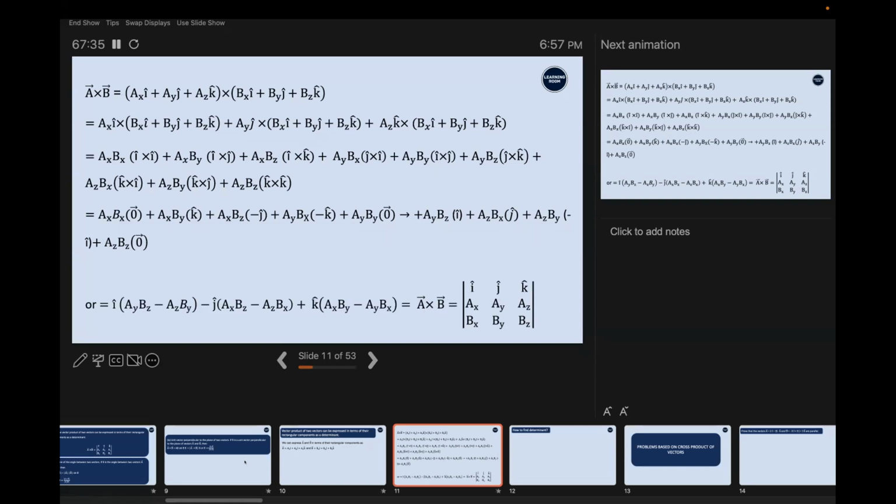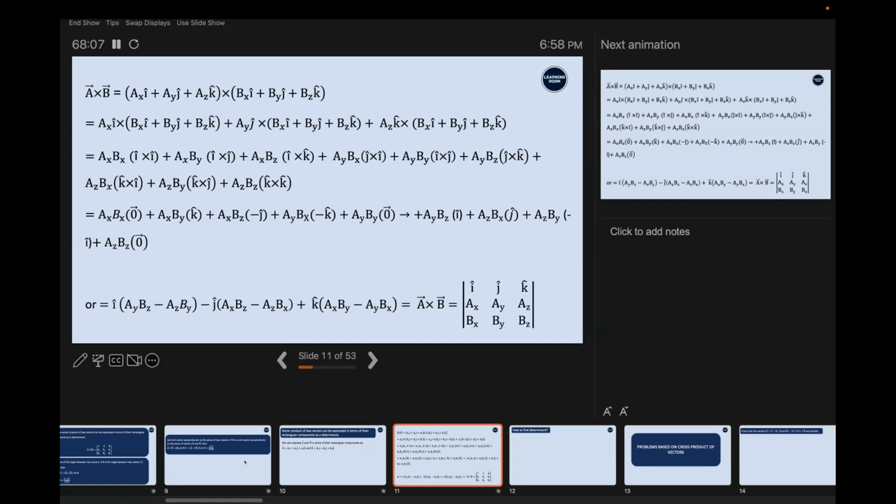This can be further written as: collect all the items. When you collect all the items, what will the first term be? Where is i? You have ay bz minus az by. First, i with positive value. Then collect the minus j terms. I'll tell you why minus j. As of now, write it as minus j times (ax bz minus az bx).